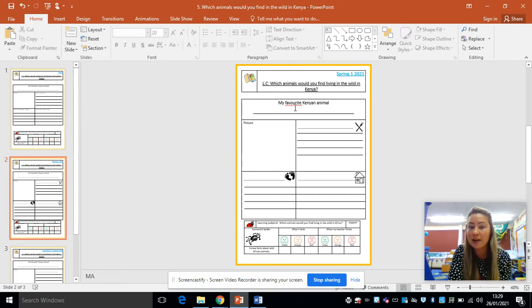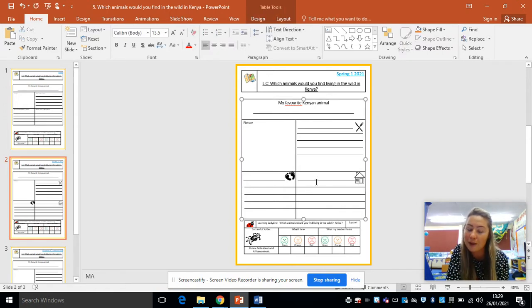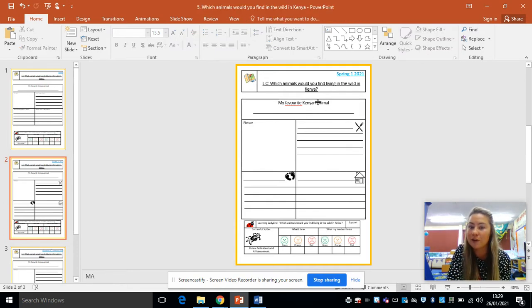And I'd like you to create this sheet, which is in your pack, and fill it out on your favourite Kenyan animal. So it tells you in each box what it wants you to put. It wants you to draw a picture or print one off if you've got access to a printer. Think about what they would eat, habits, so different things that they do, and their habitat, so where they live as well. So you've got 4 boxes to fill out and a picture. So your favourite Kenyan animal. And that's what's different about the task that you had last time. You're researching Kenyan animals this time, not just any animal.